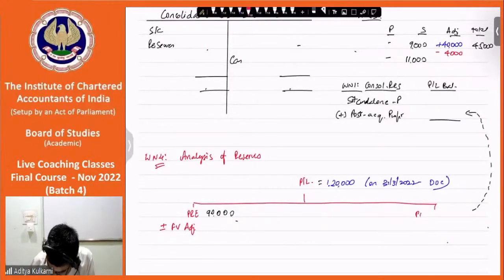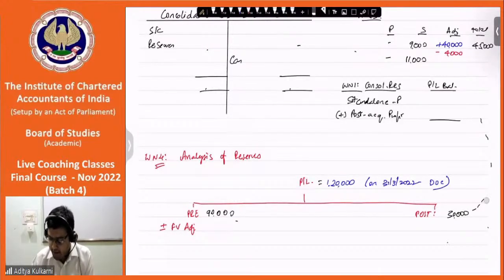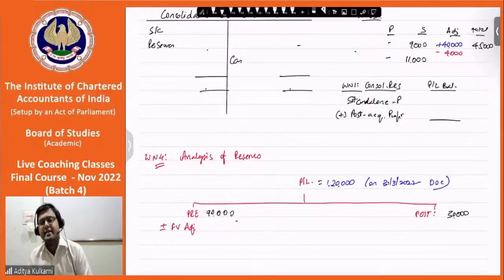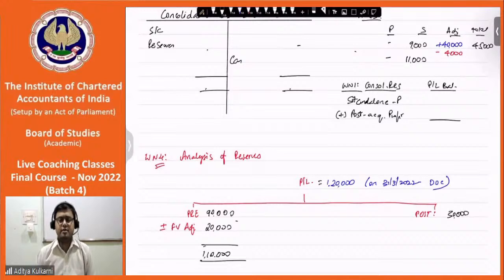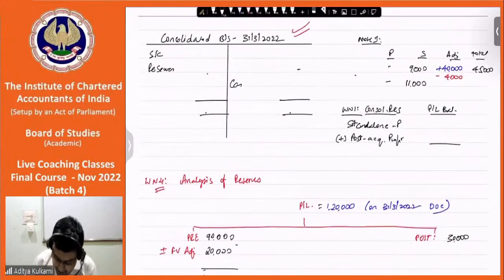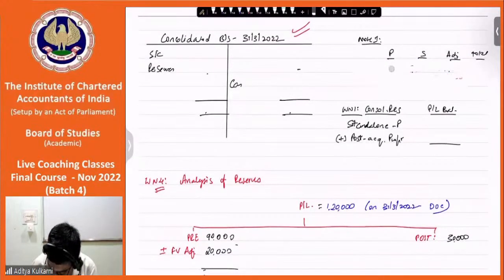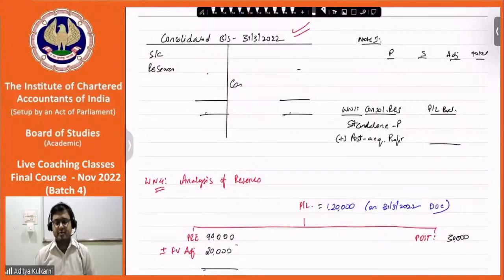So in the post, S has actually earned a profit of how much? S has actually earned a profit of 30,000 rupees. Now the question is, can I directly take this 30,000? Before that, there was a fair value adjustment. So my inventory went up by 20,000 and this became 1,10,000. The question is, can I directly move to do the valuation of inventory and complete?